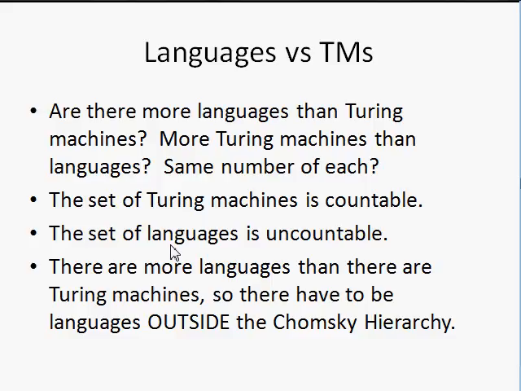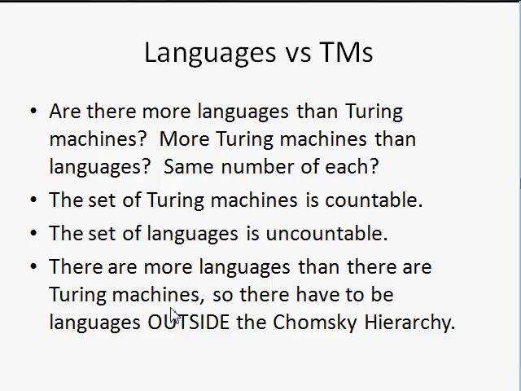So now down to the important idea. Are there more languages than there are Turing machines? Yes, there are more languages than there are Turing machines. That's because we've shown that the set of Turing machines is countable. You can represent a Turing machine as a string. The strings can be listed. So that set is countable. But the set of languages, which is the power set of the set of strings, is uncountable. So there are more languages than there are Turing machines.